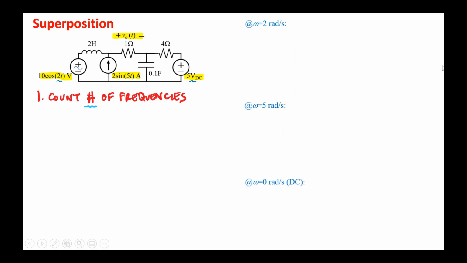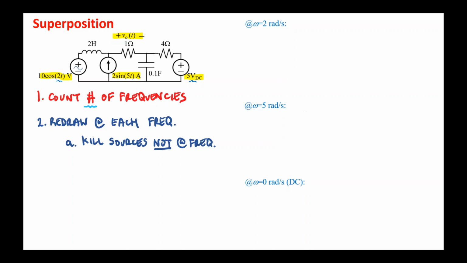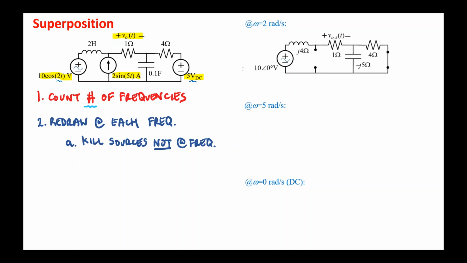The second step here is to redraw a circuit for each of those frequencies. Now there are some sub-steps to doing each of these drawings for each of the different frequencies. First, we need to turn the sources that are not at that frequency to 0. That is, we need to kill those sources just like we would when doing the Thevenin procedure. For the omega equals 2 radians per second circuit, that would look like this. You see that I've kept, in phasor form, the 10 angle 0 degrees volts, but I have made the current source an open and the other DC voltage source a short.